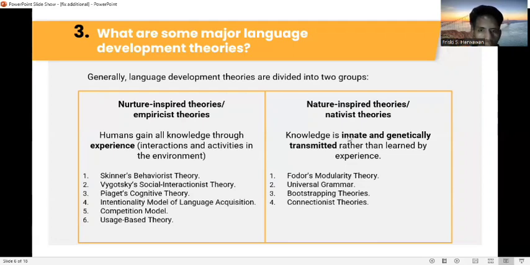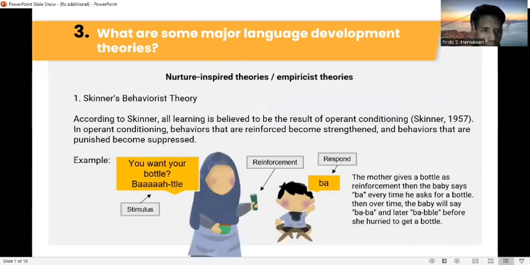And in nature-inspired theories, they believe that knowledge is innate and genetically transmitted. So in nature-inspired theory, they believe that humans have an innate ability to learn language. And these are examples of nature-inspired theories: Fodor's modularity theory, universal grammar, bootstrapping theories, connectionist theories, and others. And I'm going to explain these theories one by one, starting with nurture-inspired theories.